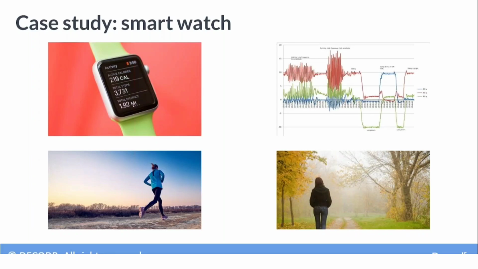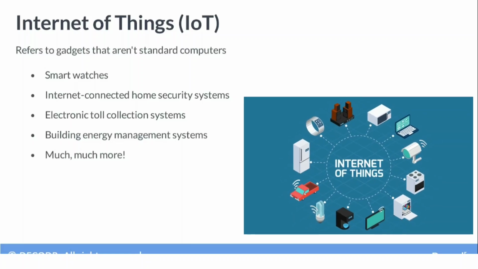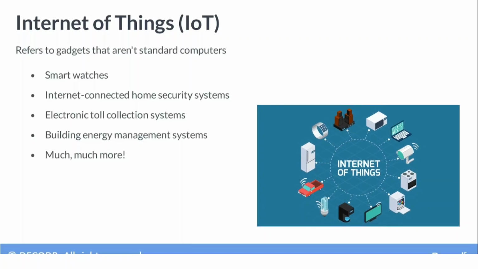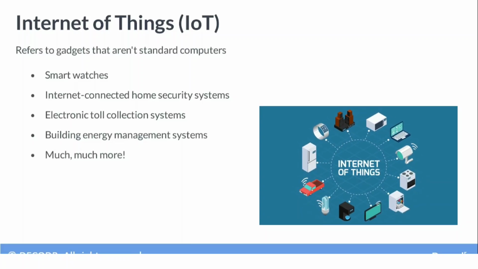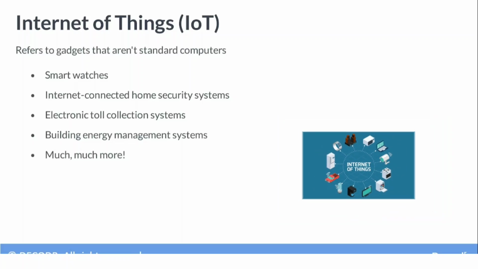You could then develop an algorithm that recognizes accelerometer data as representing one of those two states, that is either walking or running. So your smartwatch is a part of a fast growing field called the Internet of Things, also known as IoT, which is often combined with data science. IoT refers to gadgets that are not standard computers, but still have the ability to transmit data. This includes smartwatches, your connected home security systems, your electronic toll collection systems that you see on your highways, and much more. So IoT data is a great resource for data science projects.